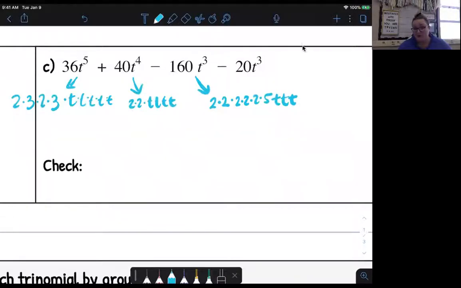Before we go any further, I just realized that negative 160t cubed and negative 20t cubed are like terms. Negative 20t cubed was actually supposed to be negative 20t squared. So make sure you fix that. That should be negative 20t squared. All right, now go ahead and finish that. I'll see you in a second.